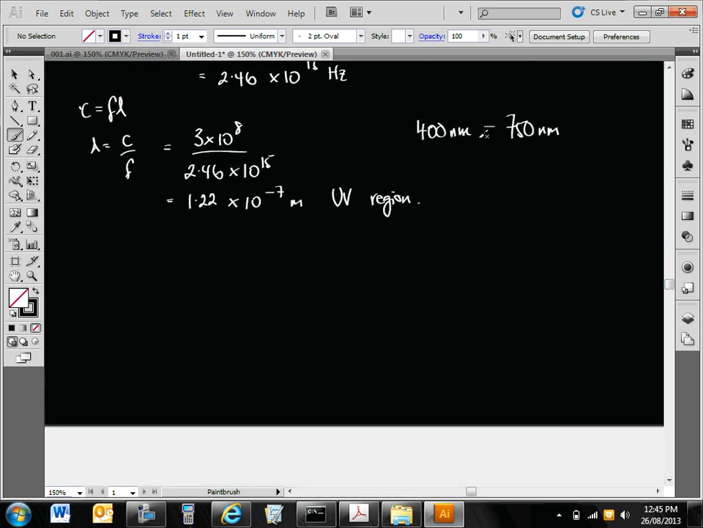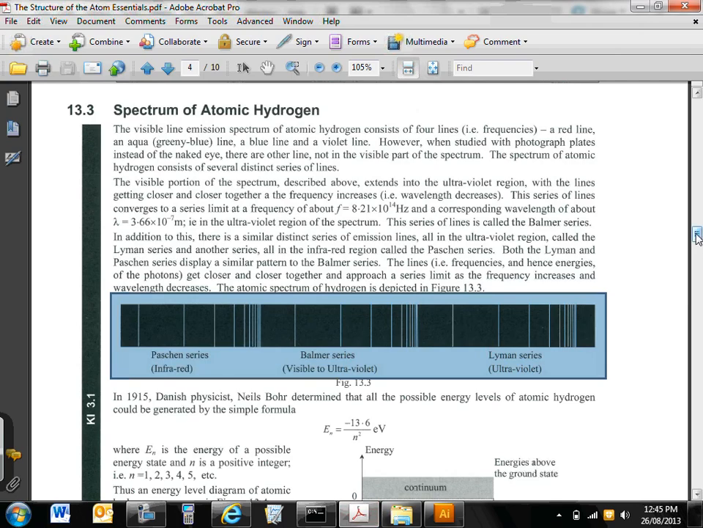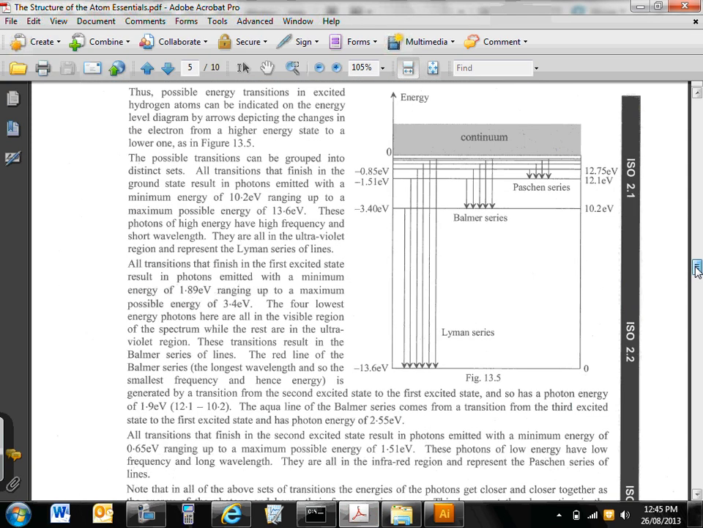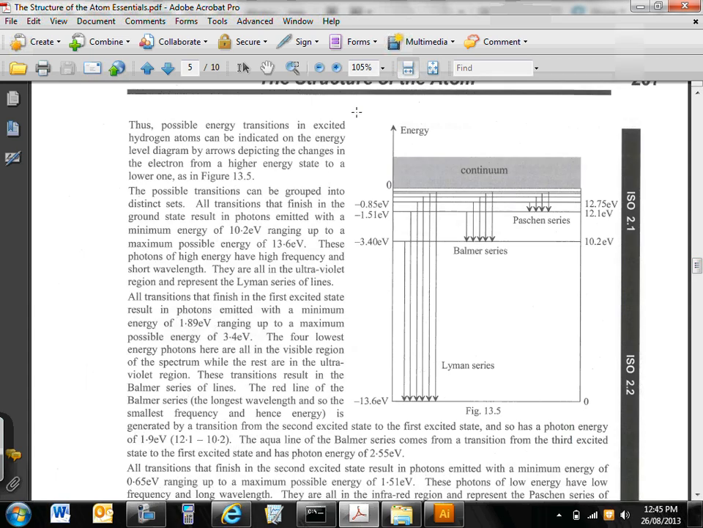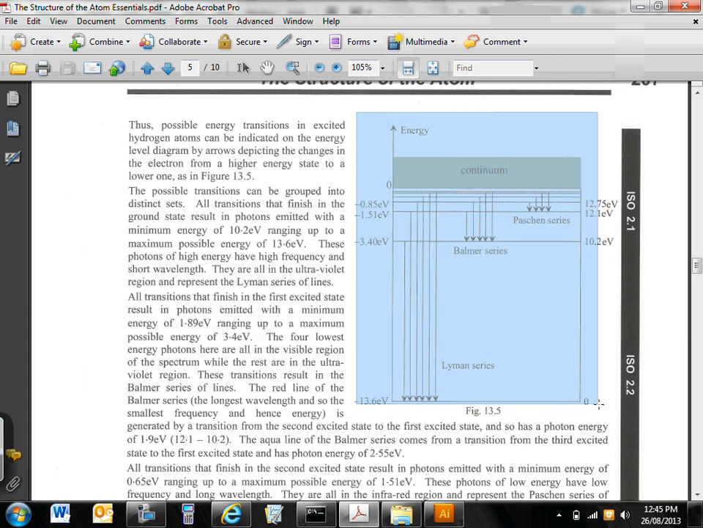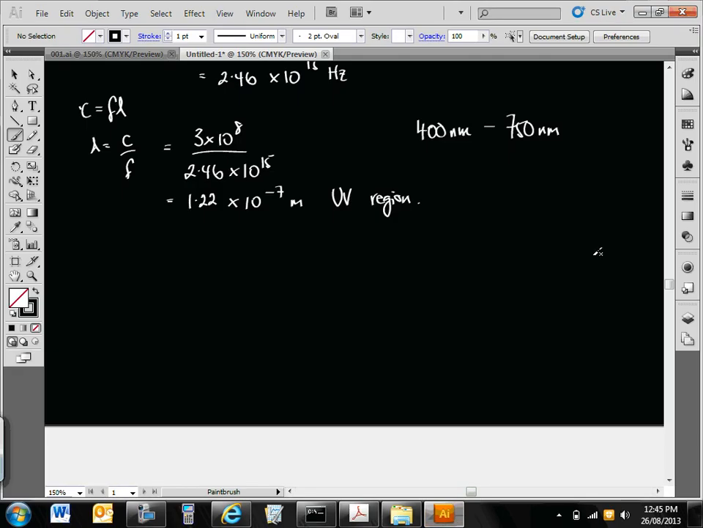I'll just show you the diagram here. We call them the Lyman, the Balmer, and the Paschen series. Paschen, yeah.